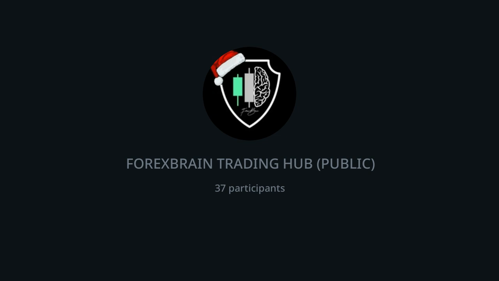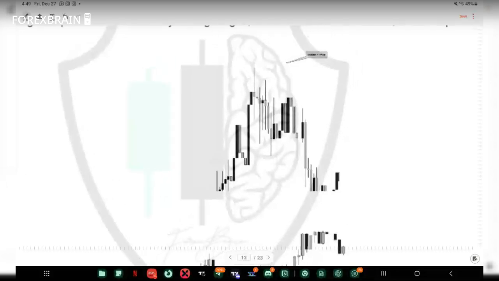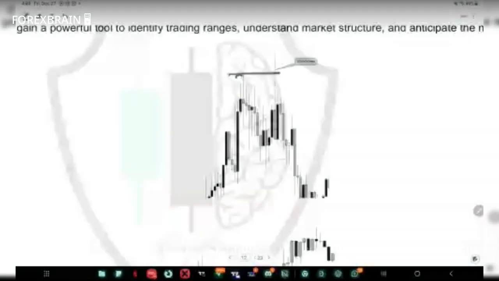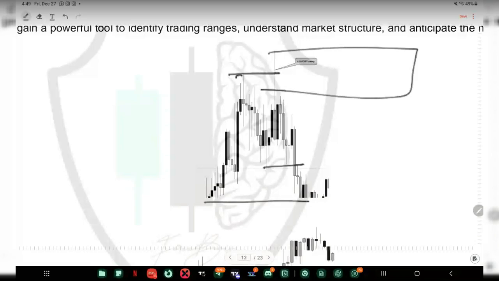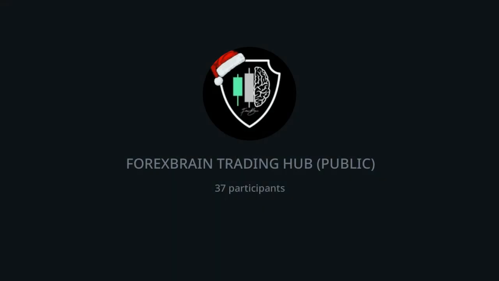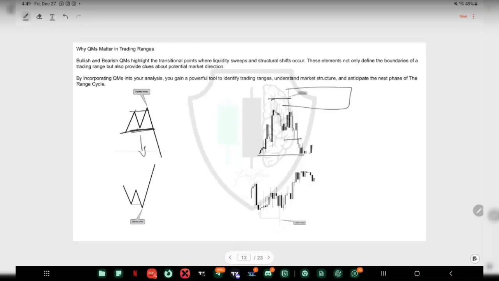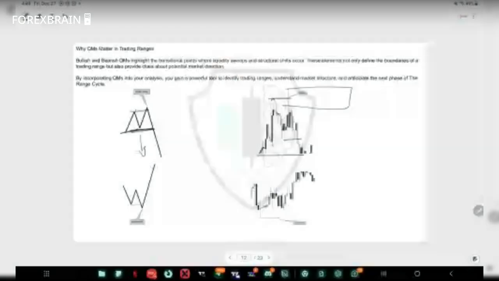Do you understand? So the QMs are the first thing that you really want to look out for. So like a sweep, and then a break, or even a break within. Do you get? So that means this is a possible area that you can be looking at for potential trading opportunities. So I've explained the bearish side, so you can digest the bullish side as well.